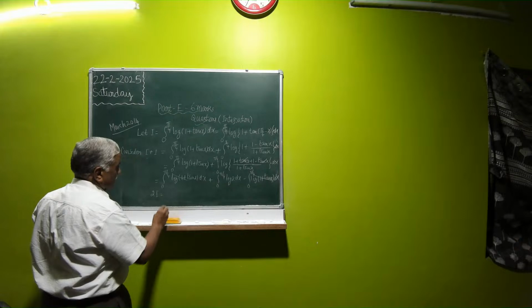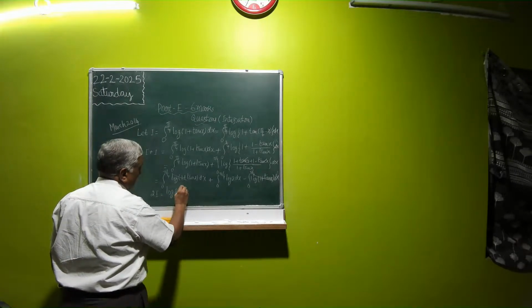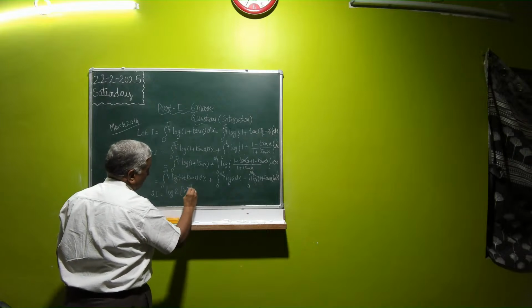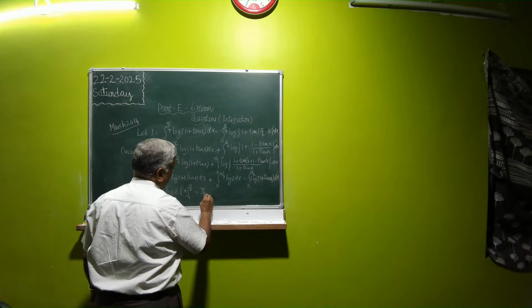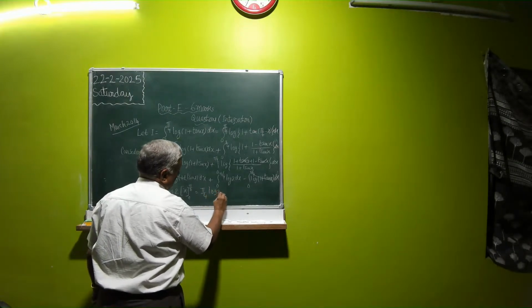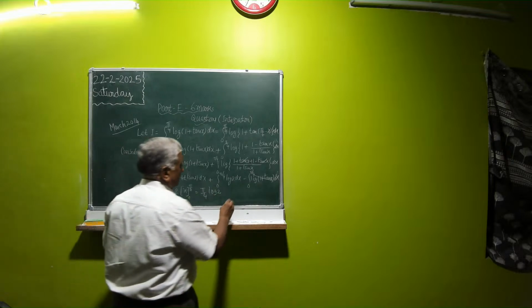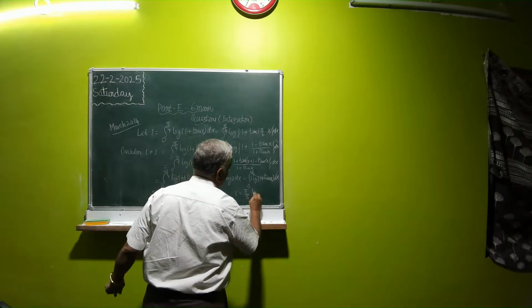Log 2 is a constant, take it outside. Integration of 1 is x. The limit is 0 to pi by 4. If you simply substitute, you will get pi by 4 log 2. That is not the answer. Our problem is I, but we have got 2I. Therefore, I should be written as pi by 8 log 2.